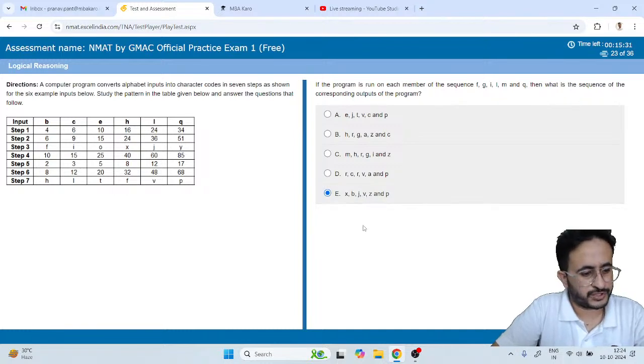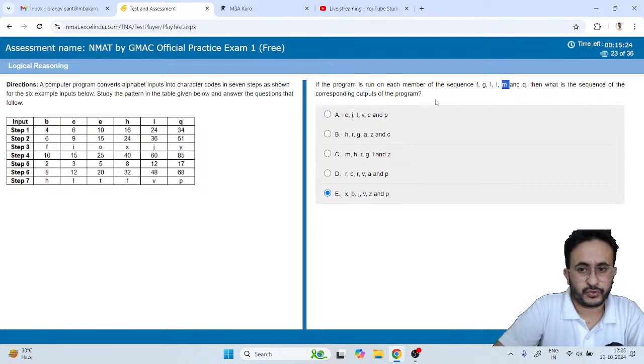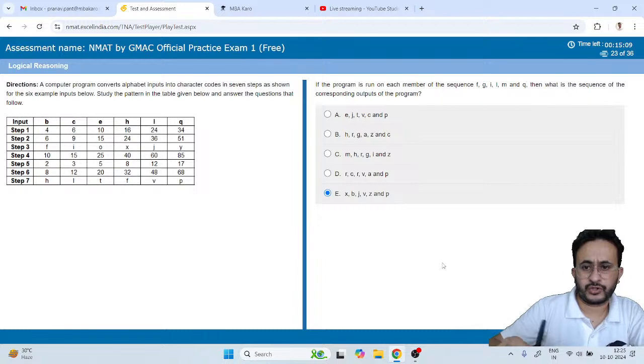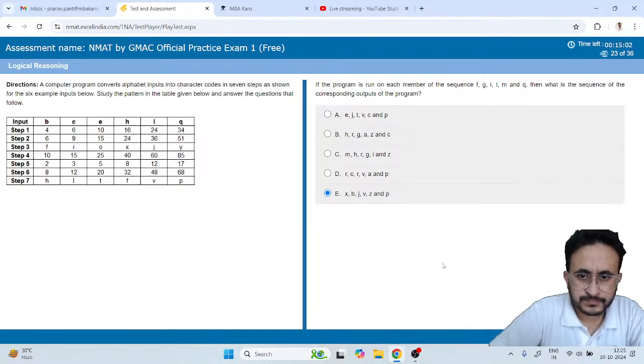I will not check all of those. See, M is 13, 13 into 4, like in step 6 is 4 times, isn't it? So M will be 52, that means Z. Okay, and first is F into 6, like we could have just checked F only. F is 24 here. So step 7 will be the corresponding outputs. I think by that they mean step 7.